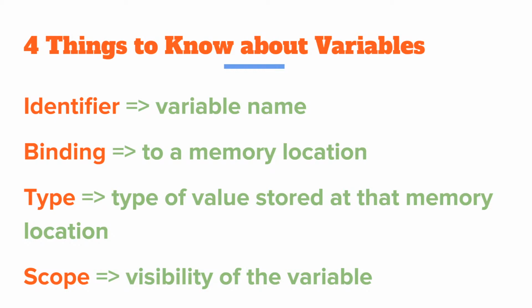And next goes into types. Types is like those divisions of data. This allows you to show the type of value that's being stored at that memory location.